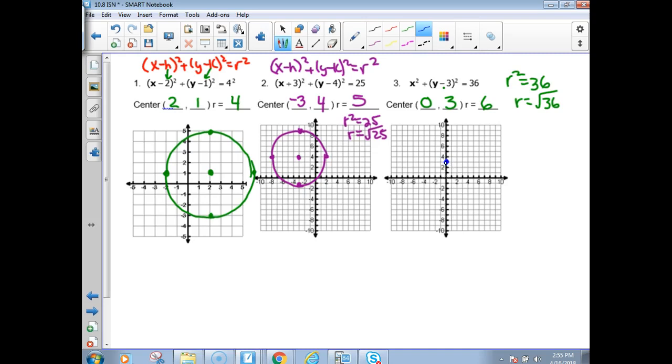Now I got to count 6 away from that in the 4 directions. So 6, 3, negative 6, 3 would be points. If you go up 6, you're going to go up to 9 and down to negative 3.